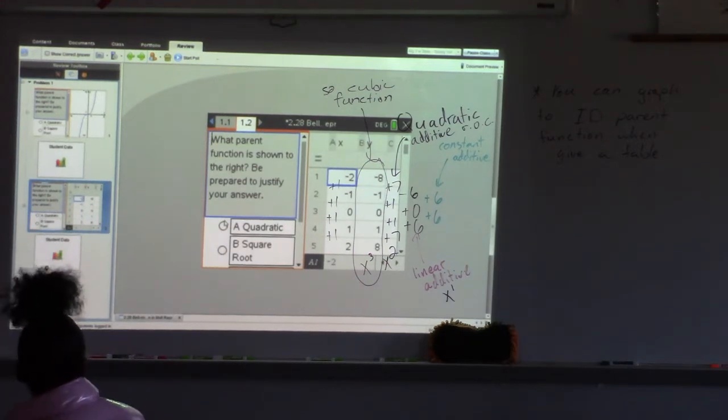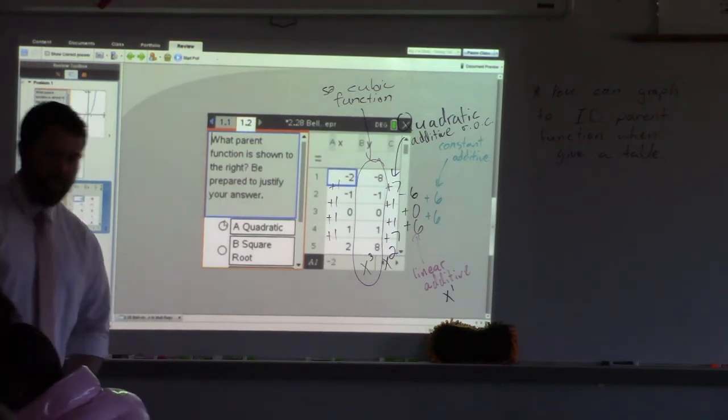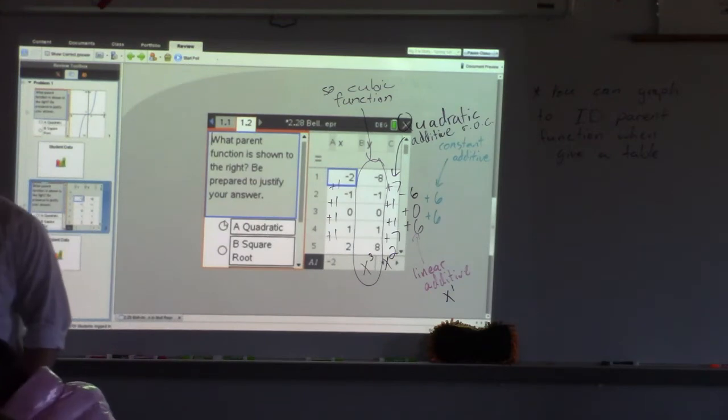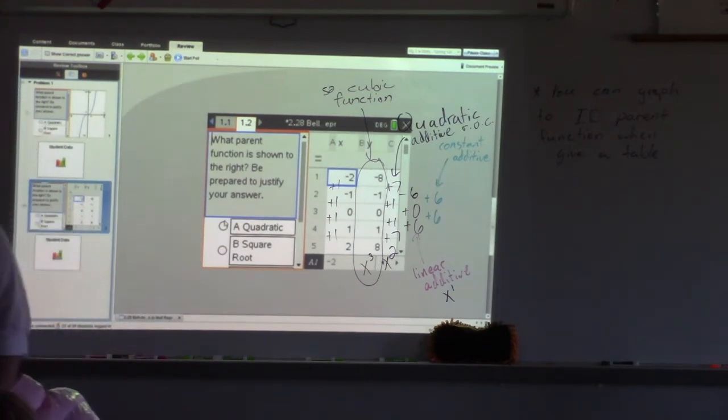Is there an easier way to figure out what the function is without doing all that? Yes. Can we learn that? What did Ishmael say we could also do? Graph. We can graph it. That's it. How else are you going to identify it? Actually, there is one other way. We're going to talk about it in a second.